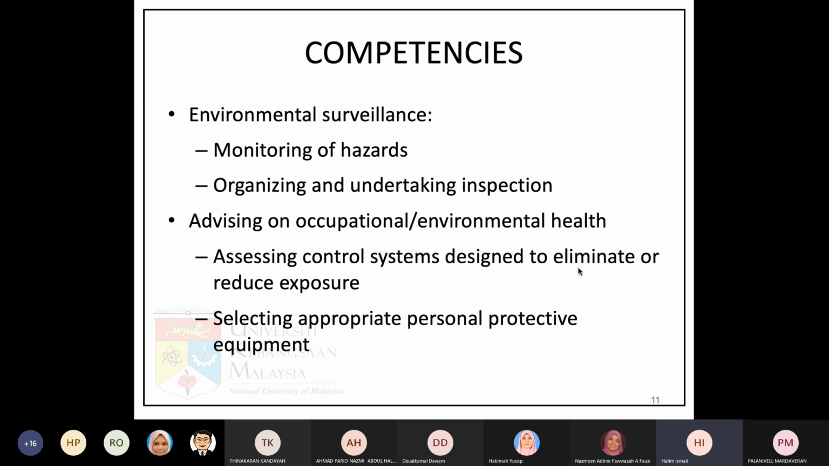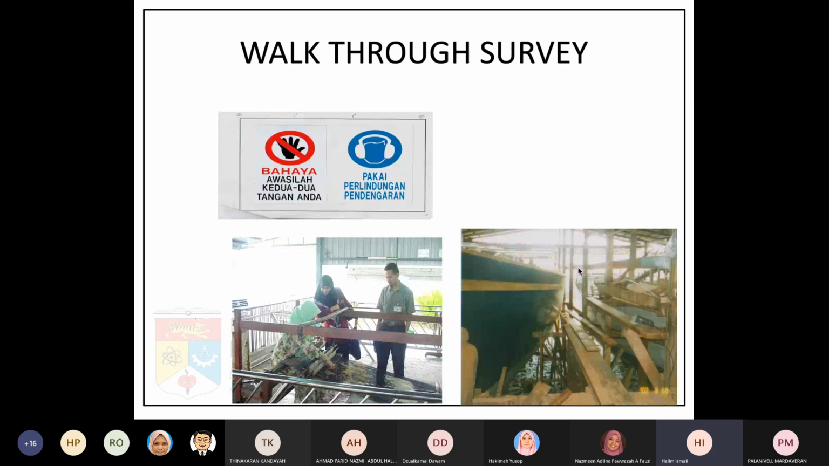In terms of environmental surveillance: monitoring of hazards, organizing and undertaking inspections. That's very important for environmental surveillance. Advising on occupational or environmental health, and assessing control systems designed to eliminate or reduce exposure. Select appropriate PPE. Same thing like at the moment, if you worked at KKM during COVID-19, probably some of you were part of the committee to select the proper PPE, dealing with COVID-19.